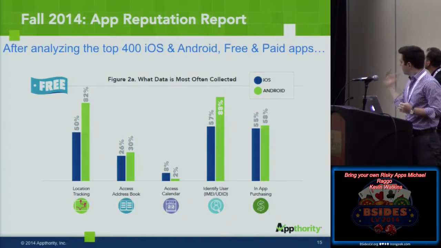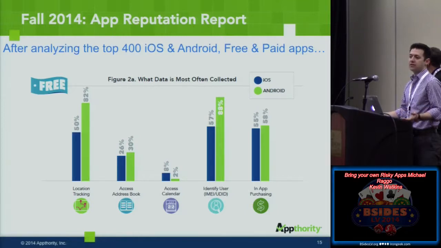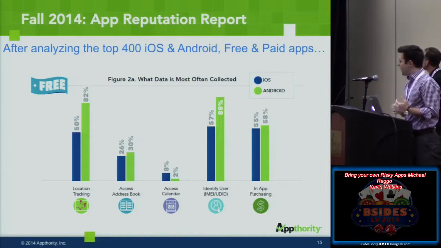In terms of what data was being collected, location tracking is something that's been common for a while. More than 50% of the apps now location track, whether they need to for function or not, because the ad networks will pay more money if you give them localized data on users than if you just give them user data.